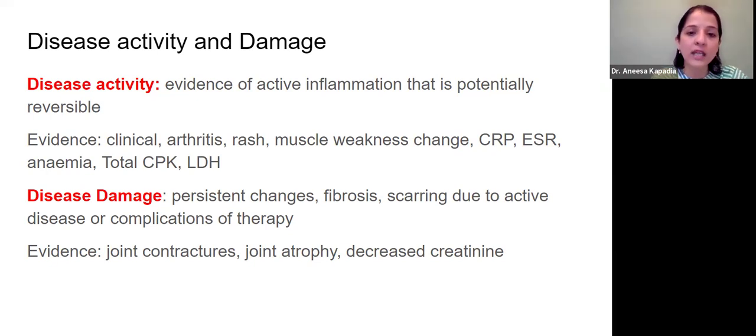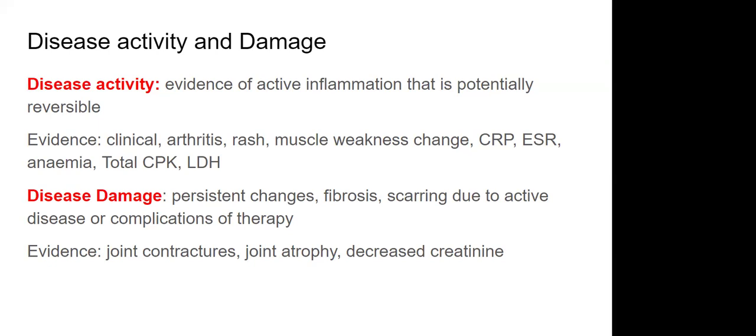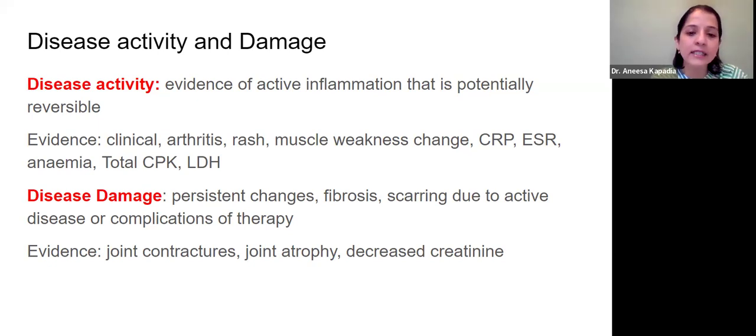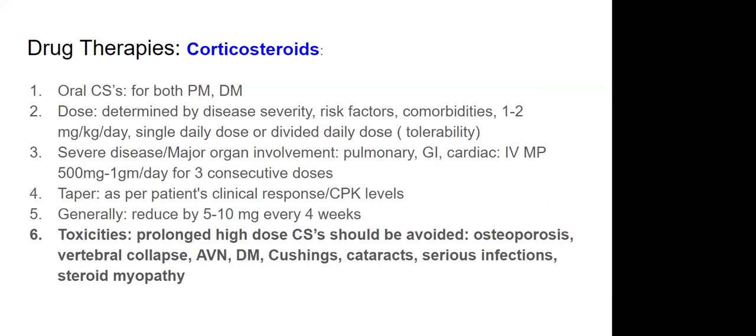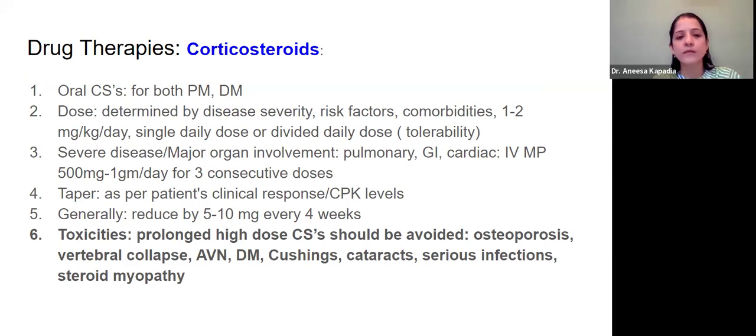Versus if a patient does not have these symptoms, does not have raised inflammatory markers, and still has muscle weakness, it may be that the patient has undergone disease damage, where the muscle has undergone fibrosis or scarring. Or, for example, in the skin, there's no active inflammation, but there's skin scarring. These things are much harder to treat and they may not improve. So it's important to know at the beginning of starting treatment how much is disease activity and how much is disease damage.